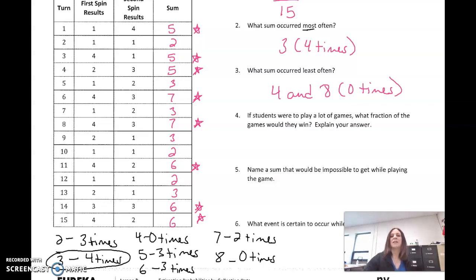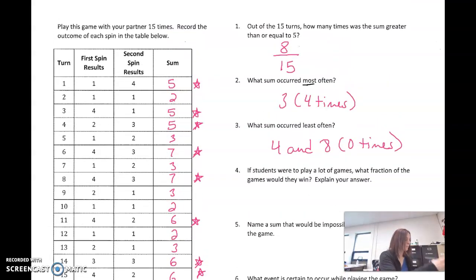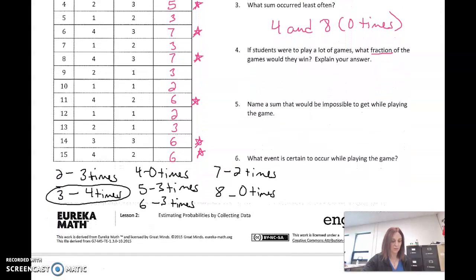Now, if they were to play a lot, what fraction of the games would they win? The key phrase here is what fraction of the games would they win, and that comes back to number 1. If you look at all of these possible outcomes, the ways to win are getting a 5, a 6, a 7, or an 8. And for us, that occurred 8 times.